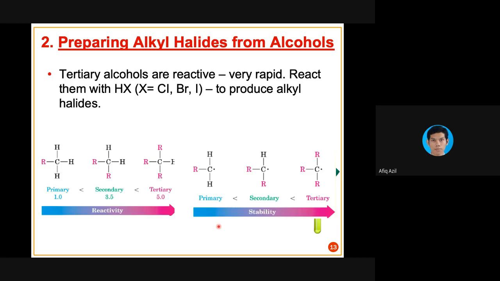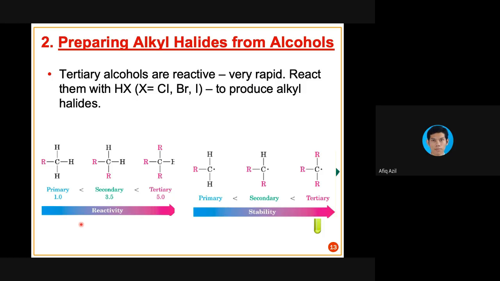Another way to prepare haloalkane is using alcohol. Basically the best is to use tertiary alcohol. So what is tertiary? Tertiary means that the carbon bonded to the hydroxy group, the OH group, is bonded to 3 other carbons, basically the same as in tertiary alkyl halide. So you have to react this tertiary alcohol with hydrogen halide. This X can be chlorine, bromine, or iodine to produce alkyl halide.